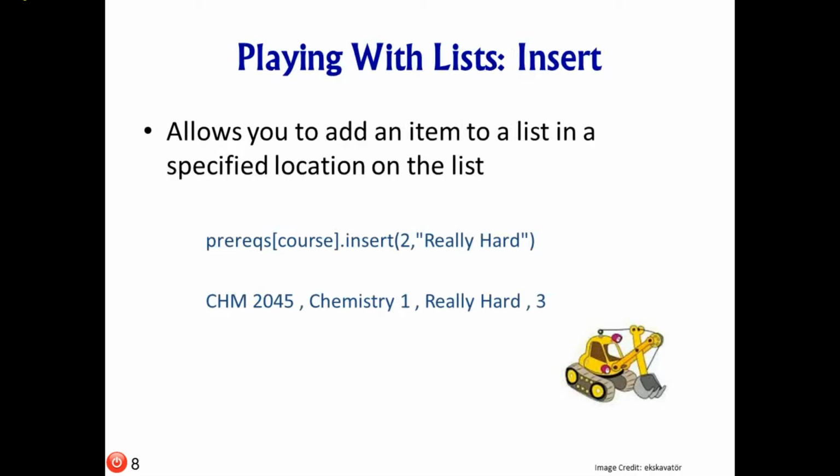Insert. It allows you to add an item to a list in a specified location. So remember, our list has three items: catalog, title, and credits. Now we want to stick in the phrase really hard. Where do we want to stick it? Location 0, 1, 2, 3. We'll stick it in location 2. We'll stick it before that.